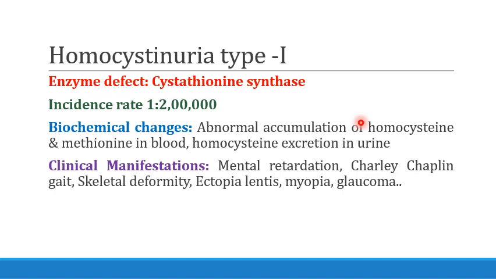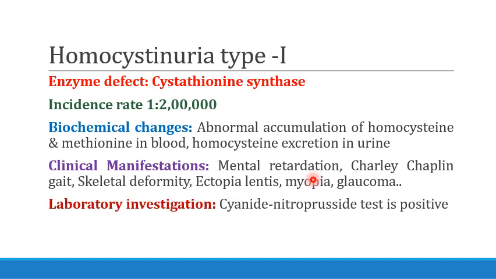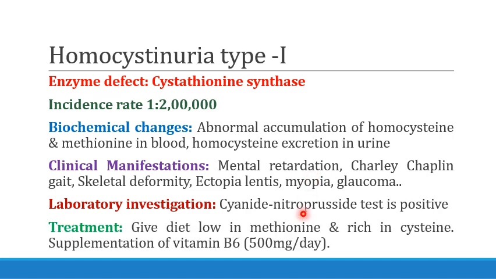Patients usually present with mental retardation, a Charlie Chaplin gait, which is characteristic of Homocystinuria type I, skeletal deformity, ectopia lentis, myopia, and glaucoma. Lab investigation: the cyanide nitroprusside test from the urine is positive. Treatment: patients are given a diet low in methionine and rich in cysteine, supplemented with vitamin C in a dose of 500 mg per day.